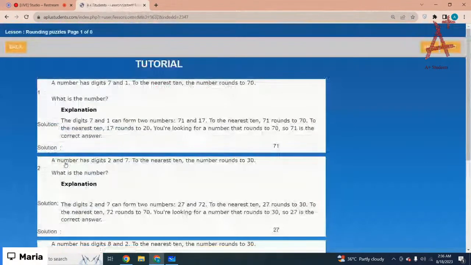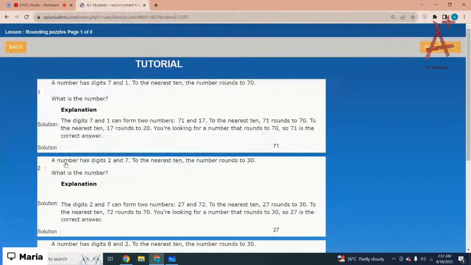A number has digits 7 and 1. To the nearest 10, the number rounds to 70. Basically, you are given the rounded value and the digits. You have to find the number. Which number can you make from 7 and 1? Two numbers you can make, right? 17 and 71.